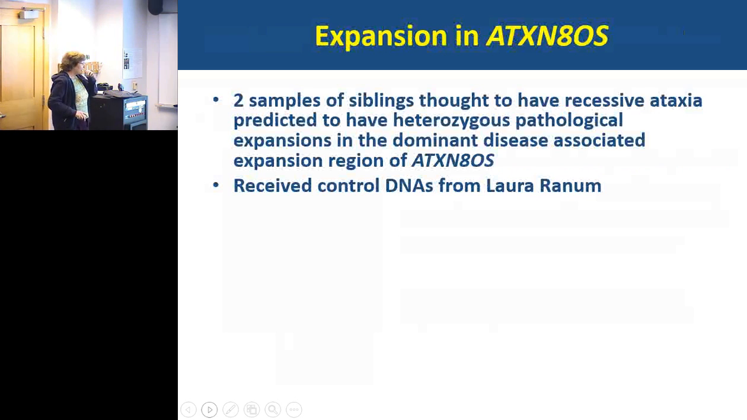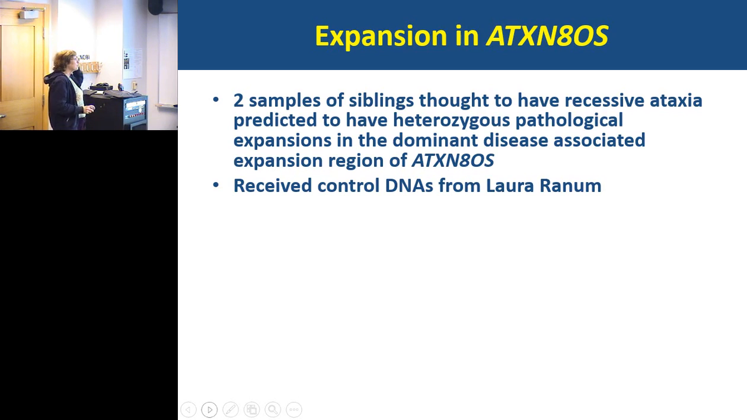The second part was very interesting. We had two siblings. When we gave Bo the exome sequencing data, he had them with four numbers. He did not know who is related and who is unrelated. And he found an expansion in this gene, which is called ataxin 8 opposite strand, which has a historical reason. And he found this in two samples that, when we looked at it, were siblings. So that made it very, very likely to be real.